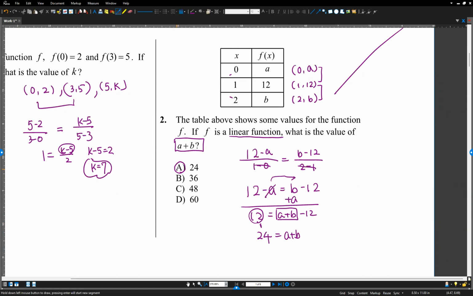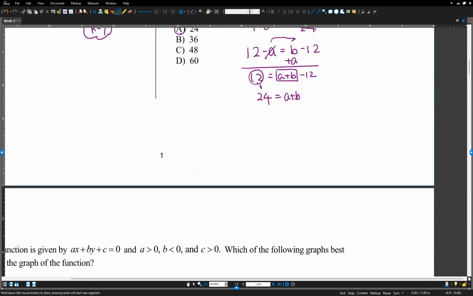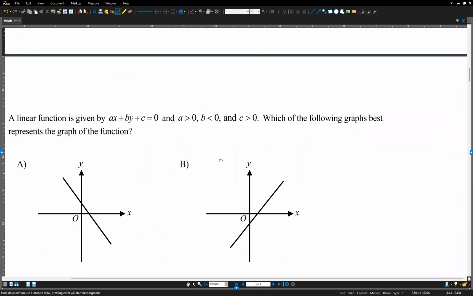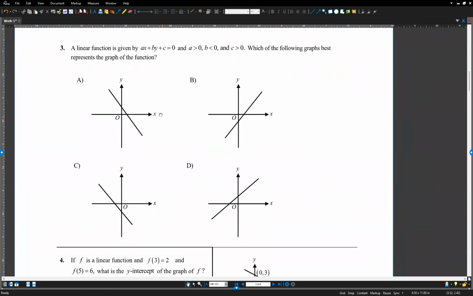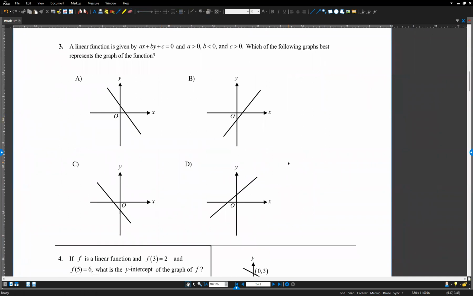It is okay, right? Okay, the next one over here. A linear function is given by ax plus by plus c equals 0. A is positive, b is negative, and c is positive. Which of the following graphs best represents the graph of this one?